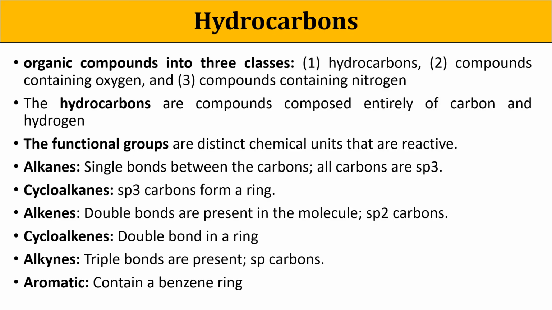Hydrocarbons are composed entirely of carbon and hydrogen. Alkanes have single bonds between the carbons. All carbons are sp3. Cycloalkanes are sp3 carbons which form a ring. Alkenes have double bonds. Double bonds are present in the molecules of alkenes and they are sp2 carbons. Cycloalkenes have a double bond in a ring. Alkynes have a triple bond and they have sp carbons. Aromatic compounds contain a benzene ring.